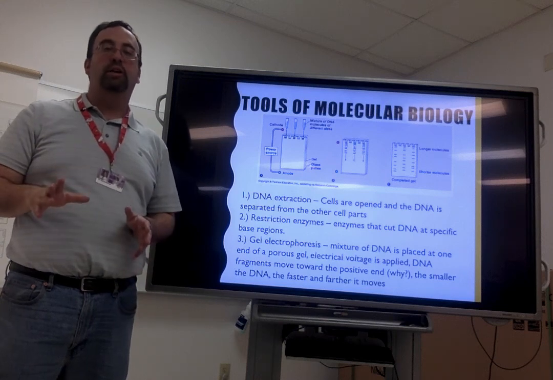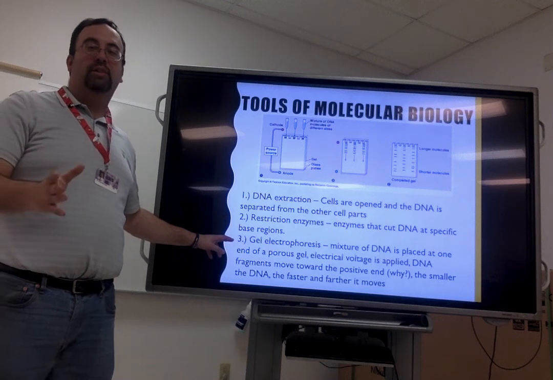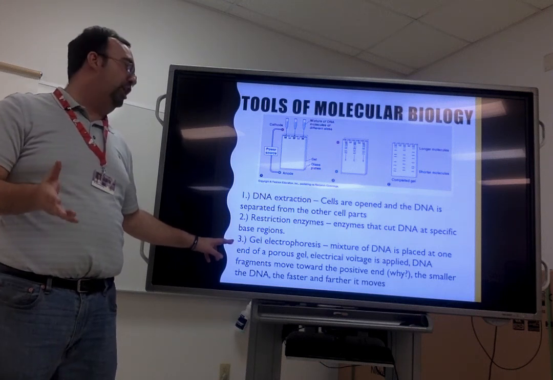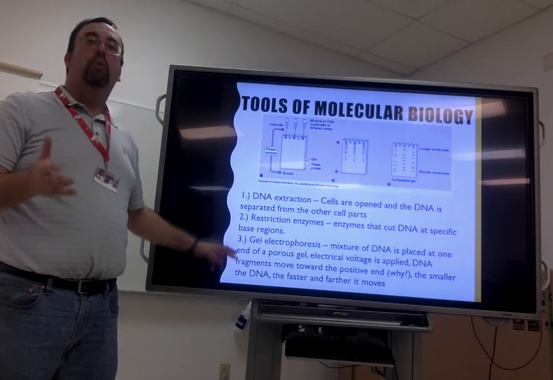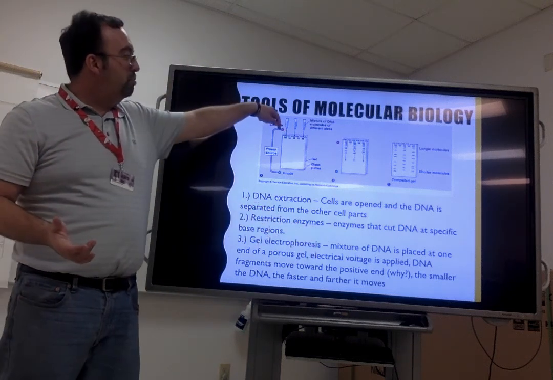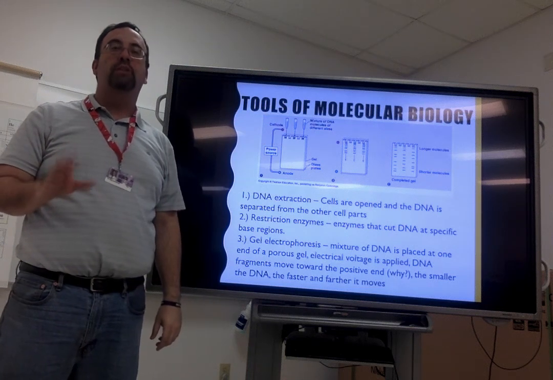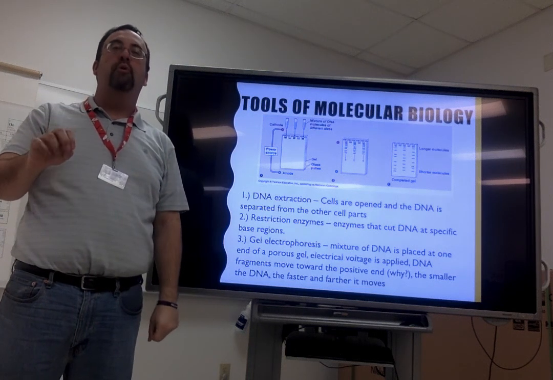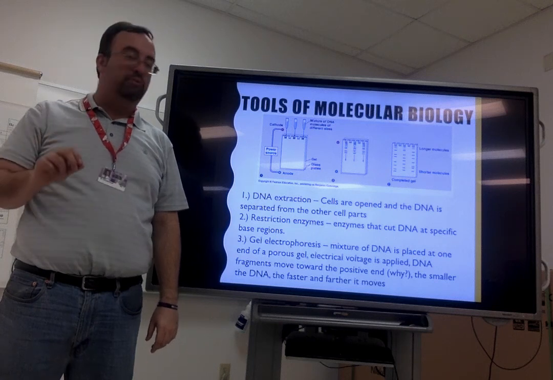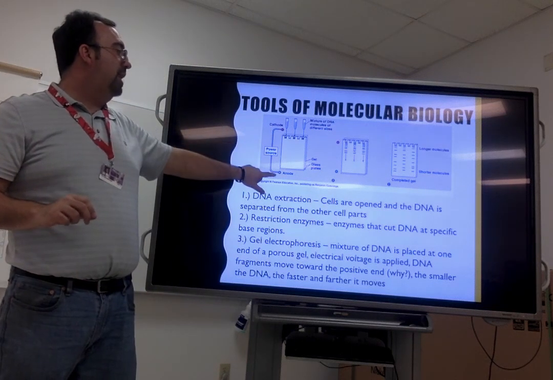Then what you oftentimes need to do is identify what those products are that you've cut, because not all the products that are cut by the restriction enzymes are useful. We use in the lab a technique known as gel electrophoresis. What you basically do is take a mixture of DNA and place it at one end of a porous gel. Porous gel means that there are tiny little holes for the DNA to travel through. And we apply a voltage down here.